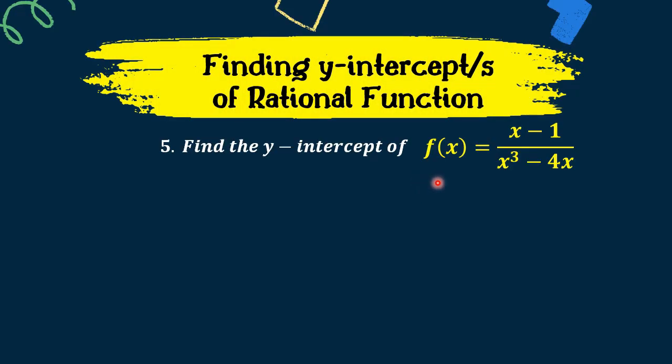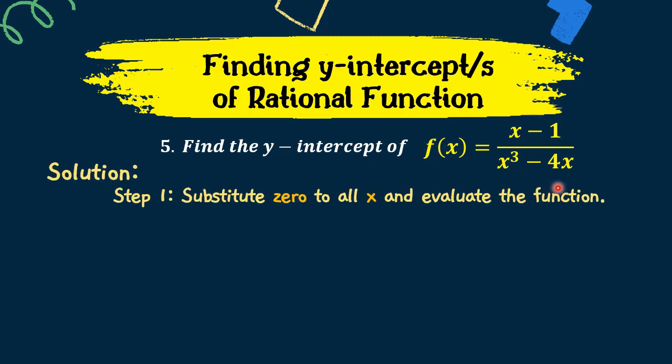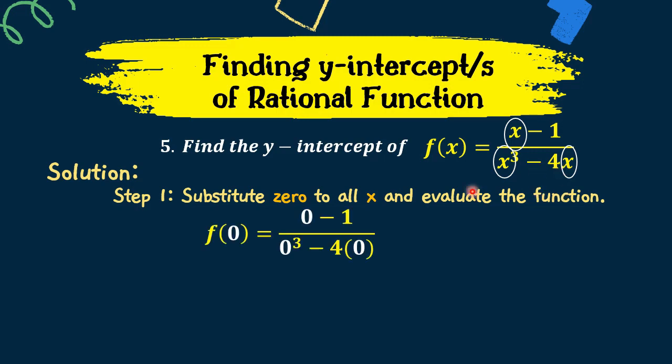We will identify the y-intercept of the function f(x), which is equal to (x minus 1) divided by (x cubed minus 4x). So simply again substitute 0 to all x and evaluate the function. From the given function, we have the following x's. So simply substitute 0 to all x. We have a new equation, f(0), is equal to, again, all x becomes 0, so we have (0 minus 1) divided by (0 cubed minus 4 times 0).